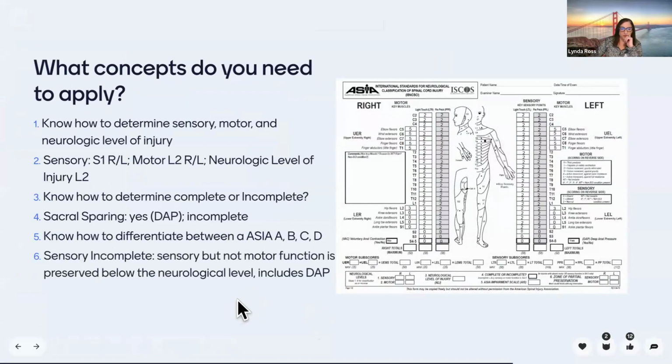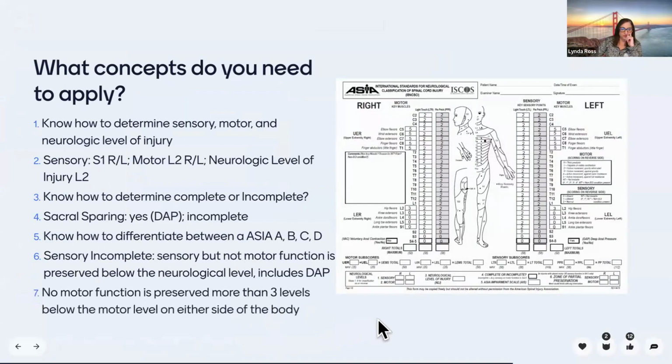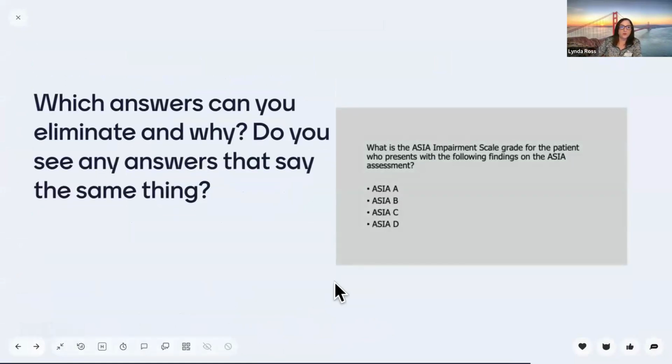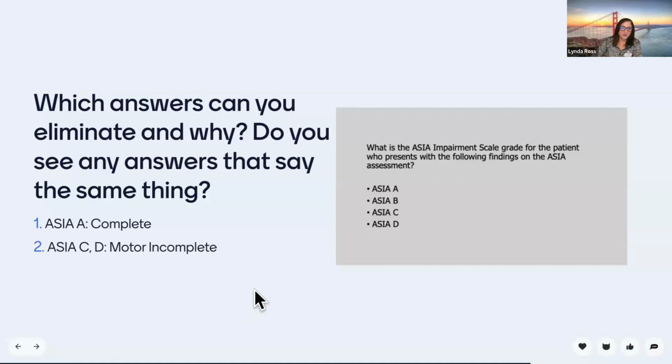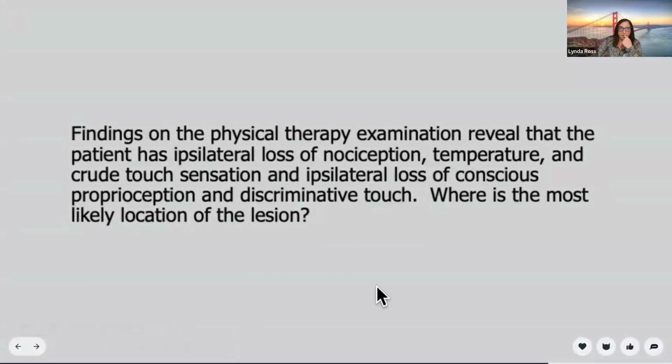So sensory but not motor function is preserved below the neurologic level, includes the DAP. No motor function is preserved more than 3 levels below the motor level on either side of the body. This is kind of redundant, right? We can eliminate A, C, and D and select B. ASIA A is complete, C and D are motor incomplete, and our answer is sensory incomplete. So that's the ASIA.